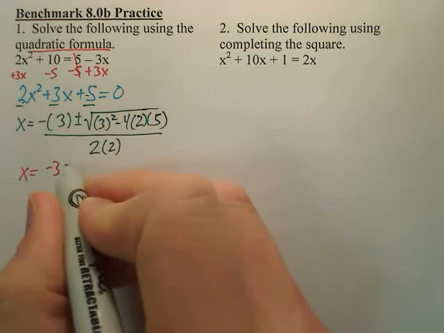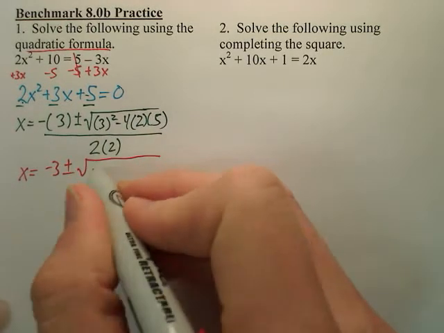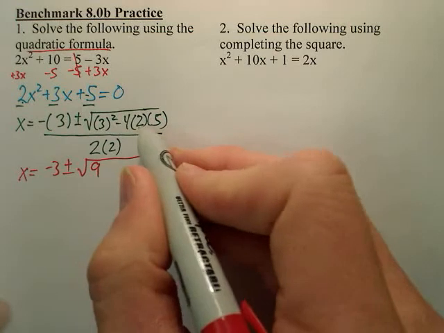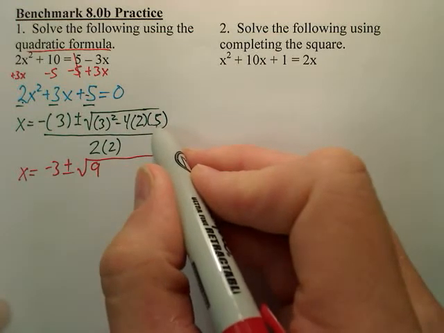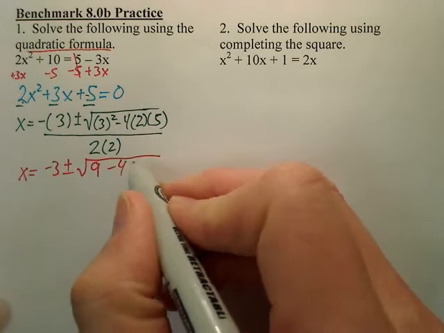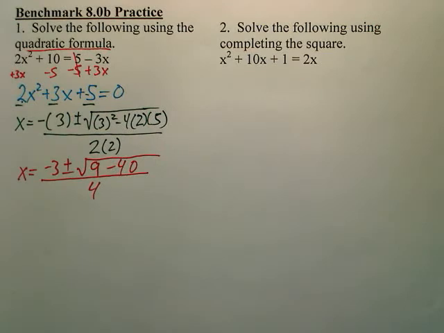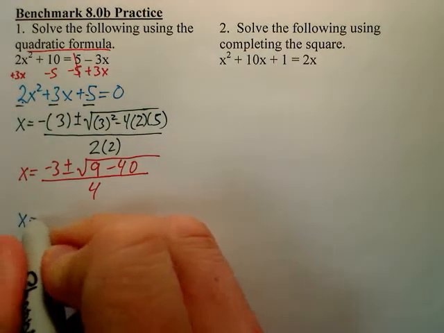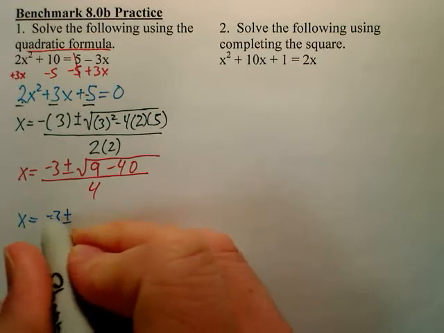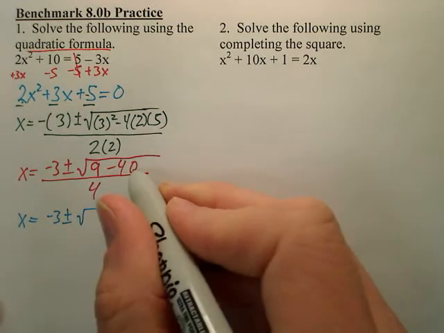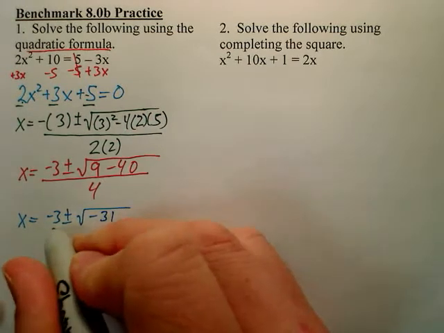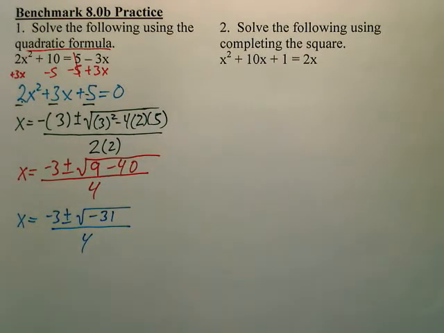And then from there, you simply have to simplify everything. So this becomes a negative 3, plus or minus 3 squared is 9. Negative 4 times 2 times 5 looks like it's going to be negative 40. And 2 times 2 is 4. And from there, we have negative 3 plus or minus the square root of 9 minus 40, which is negative 31. So are we done? Does 31 break down? No, 31 does not break down, but it's imaginary, so we're not completely done.